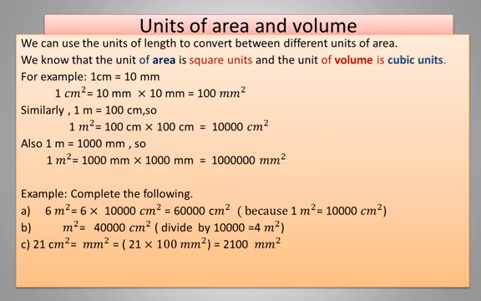So using these units of area, complete the following questions. Okay, 6 meter square, you have to convert it into centimeter square. How you will convert it? 6 meter square equal to, when we are converting from meter square to centimeter square, you can see the above formula, 1 meter square equal to 10,000 centimeter square. So if it is 6 meter square, there will be 10,000 centimeter squares. So 6 into 10,000, 60,000 centimeter square.